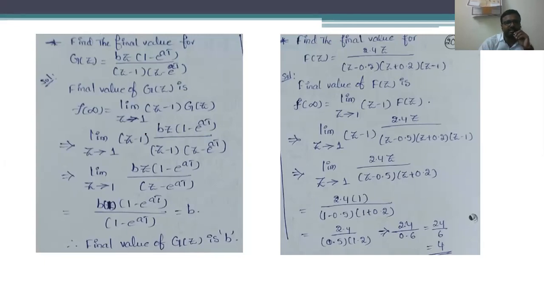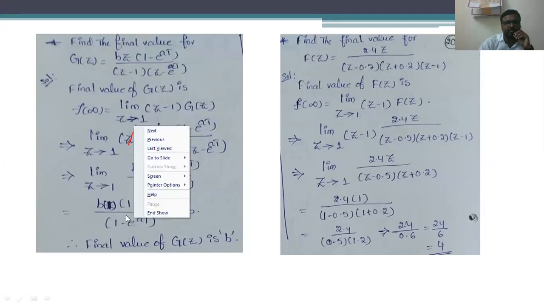Okay, just cancelling these terms, z minus 1 and z minus 1, we get limit z tends to 1, bz into 1 minus e power minus aT whole divided by z minus e power minus aT. So just substituting the value of z is equal to 1, we get b into 1 into 1 minus e power minus aT divided by 1 minus e power minus aT. So cancelling these terms, 1 minus e power minus aT and 1 minus e power minus aT.